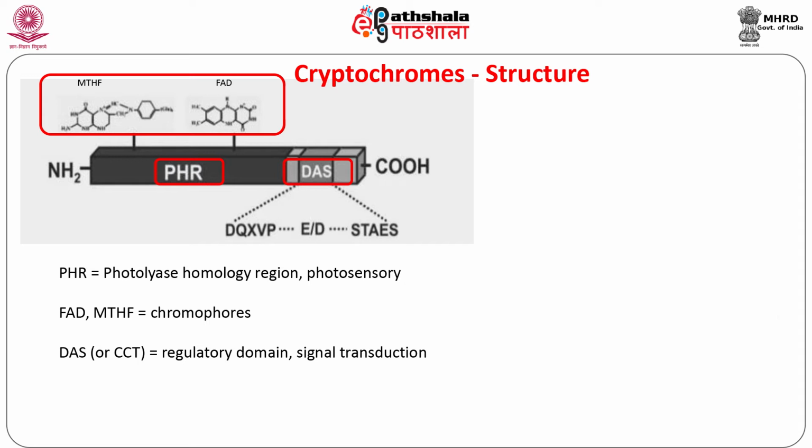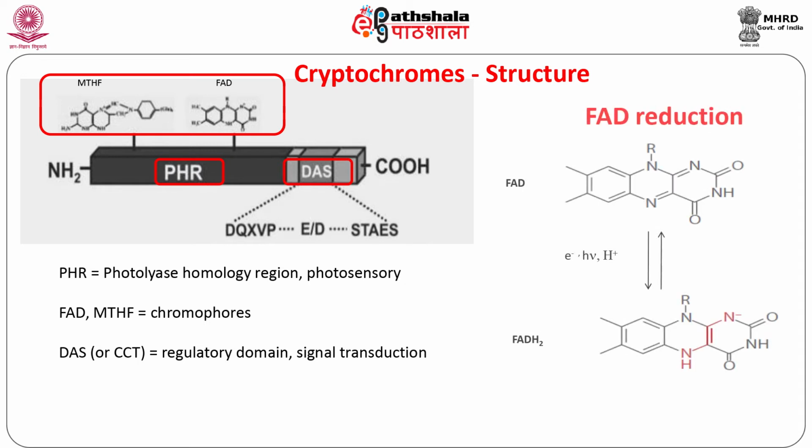Autophosphorylation of cryptochrome protein is required for its activation. Blue light of around 450 nanometer wavelength causes FAD reduction to form FADH2, while MTHF acts as the light harvesting antenna pigment. Exposure to darkness causes oxidation of FADH2, and this makes the cryptochromes inactive. Such reversibility in active and inactive forms is seen in Cry1 but not in Cry2.